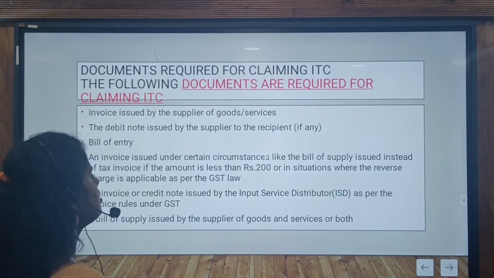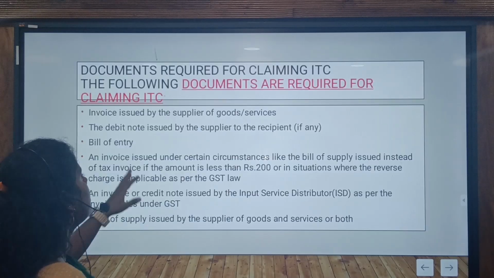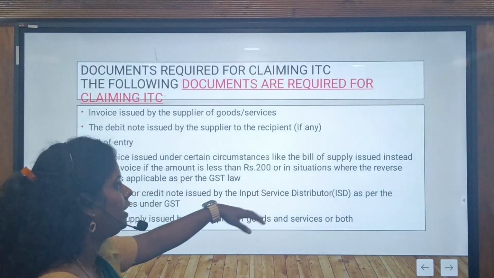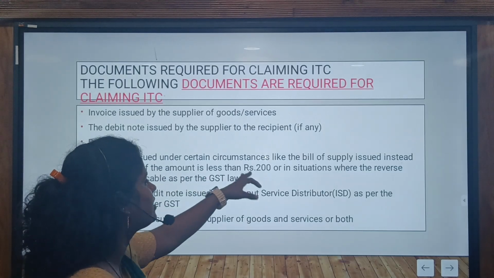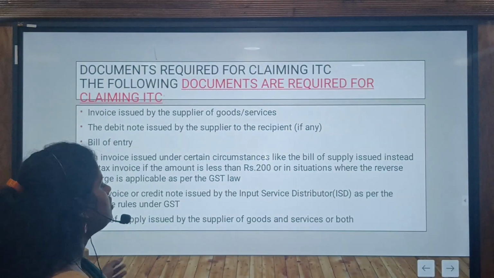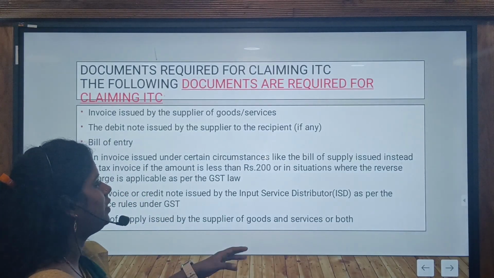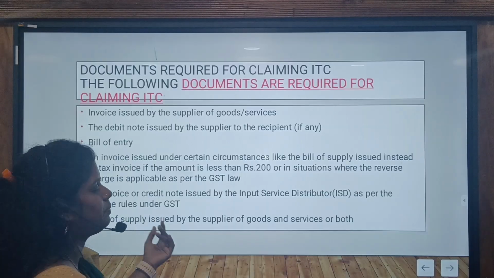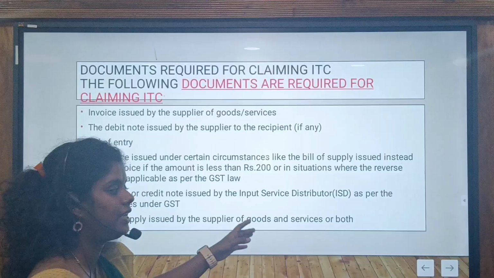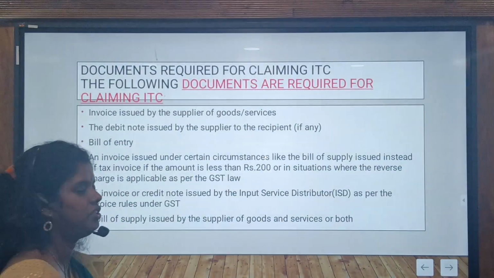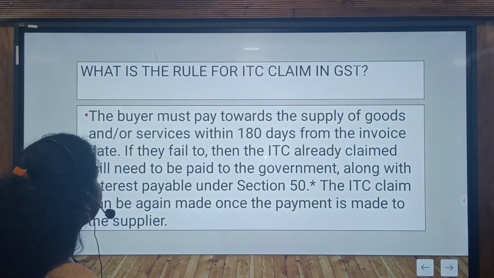The documents required for claiming the ITC are the following. The invoice issued for goods or services. Debit note issued by the supplier to the recipient, if any. Bill of entry. An invoice issued under certain circumstances, like a bill of supply instead of a tax invoice if the amount is less than the prescribed rupees. In situations where it is applicable as per the GST law. Credit note issued by the input service distributor, ISD, as per the invoice rules. And a bill of supply issued for goods or services or both.